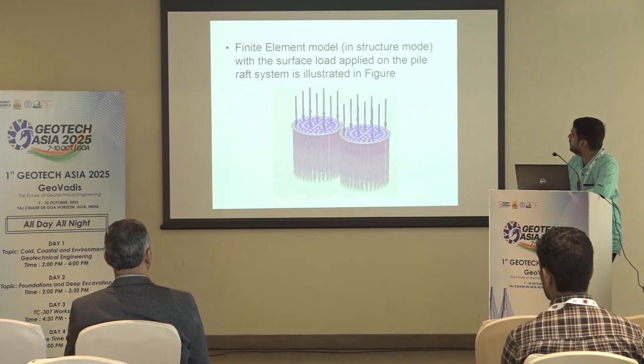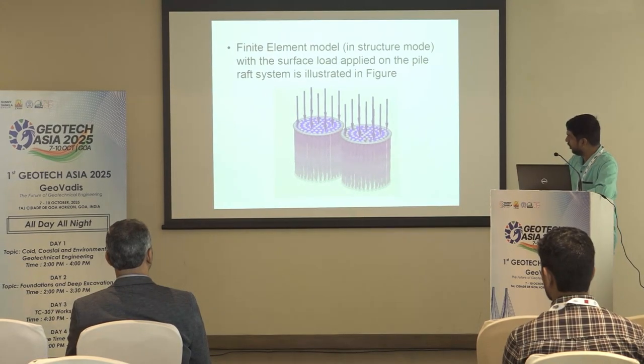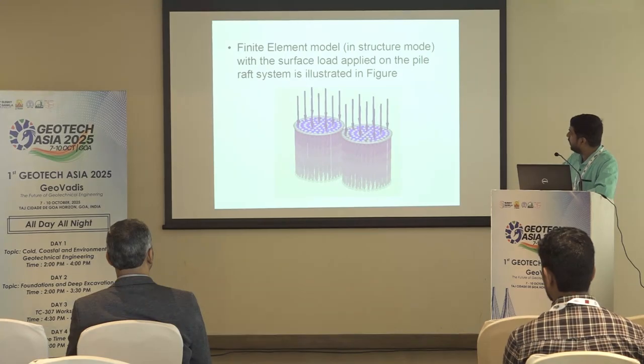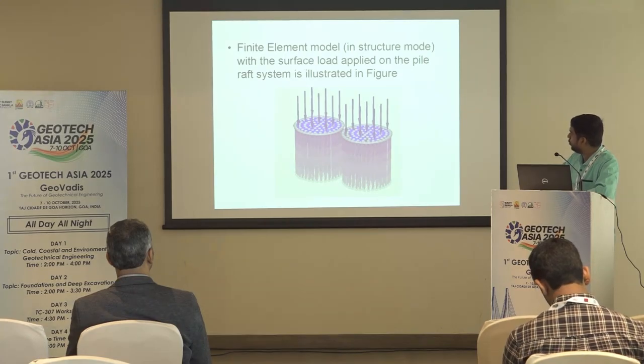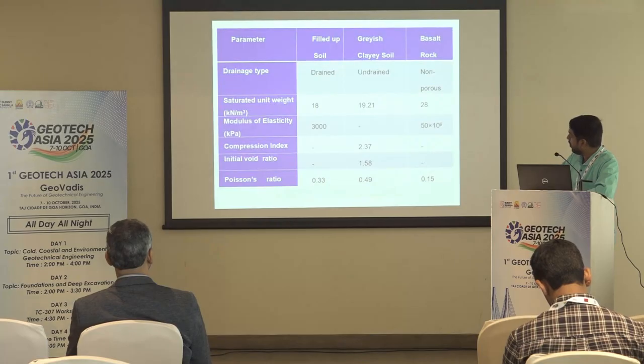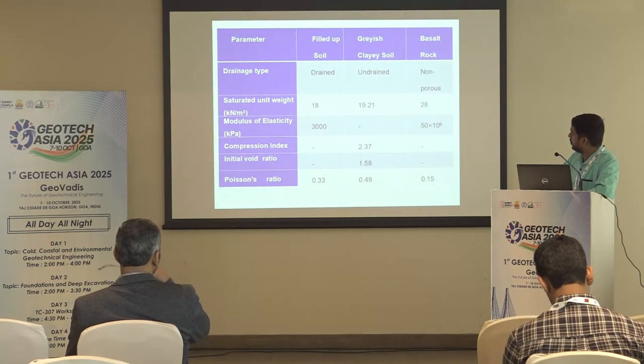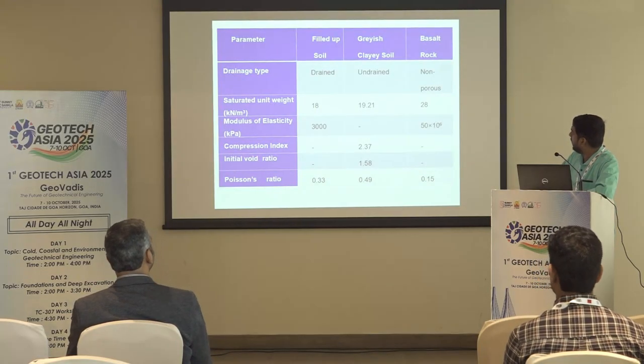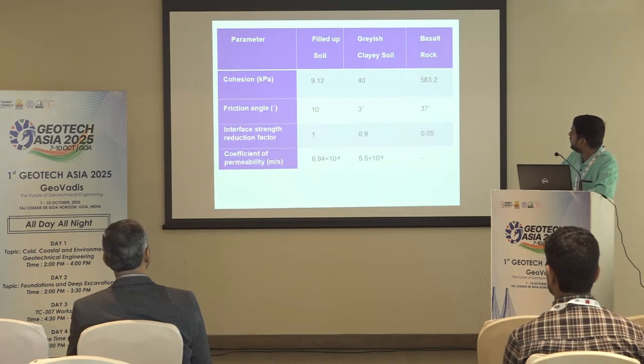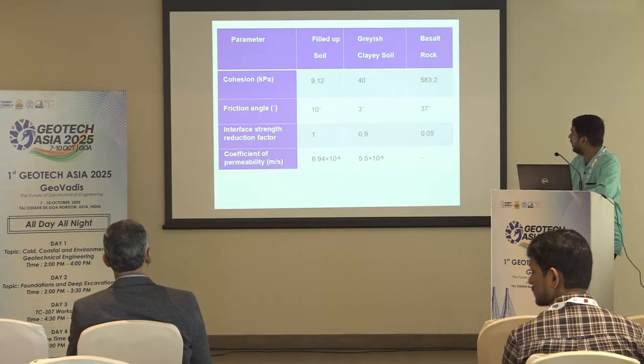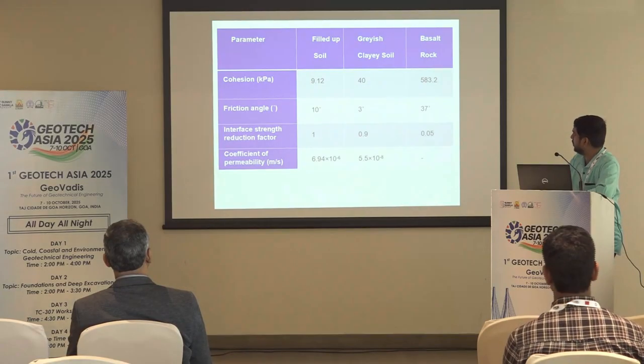So this is the finite element model in structures mode, where you can see the raft and the connected piles, 97 piles, and the superimposed load of 289 kilopascal. So these were the properties of the soil: filled up soil, grey clay soil, and basalt rock. And we can see for the clay soil, it had a cohesion of 40 kilopascals and friction angle of 3 degrees for a huge thickness.